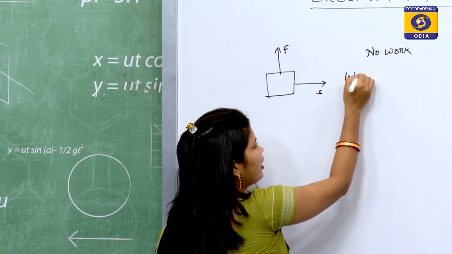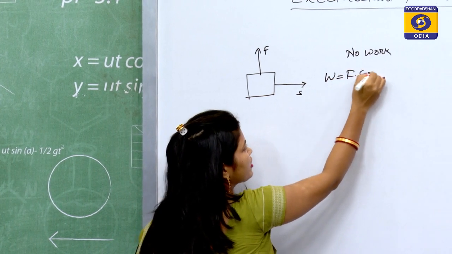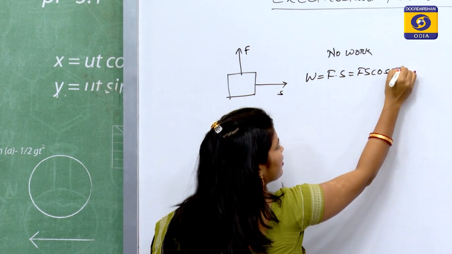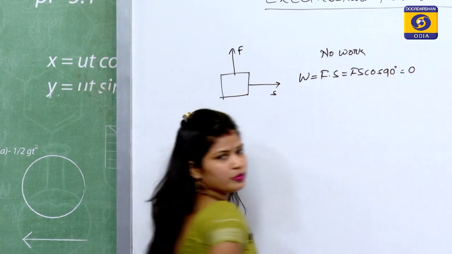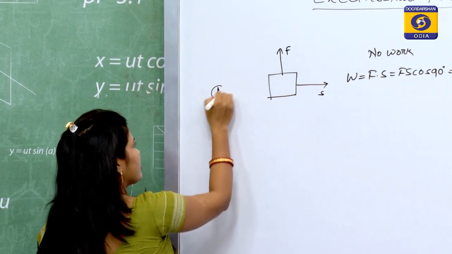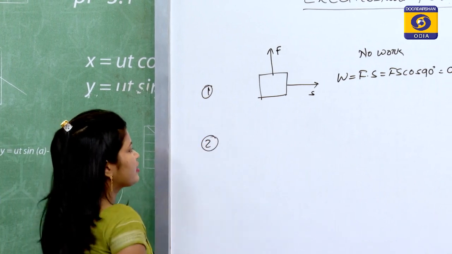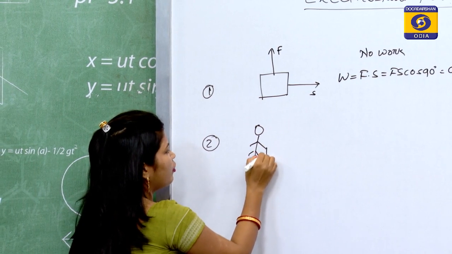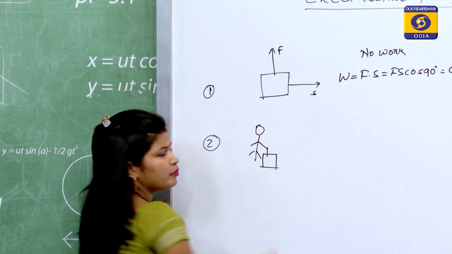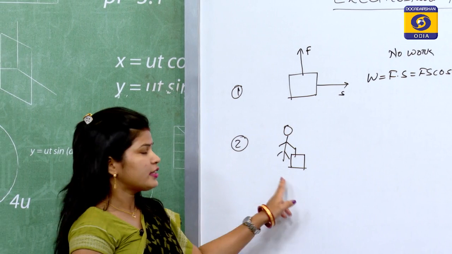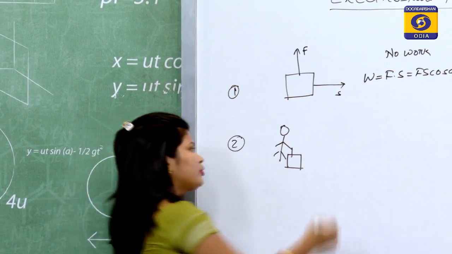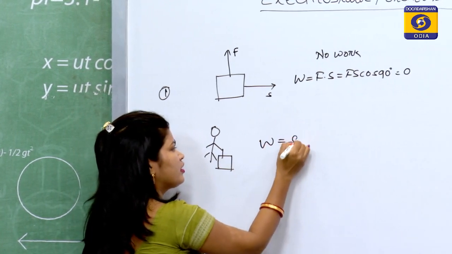So, you know the formula W is equal to F dot S. So, F S cos 90, that is 0. This is the first case. Second case, suppose you were standing and holding a box for an hour. Still you are doing no work because you are not moving. So, displacement is 0, work done is 0.